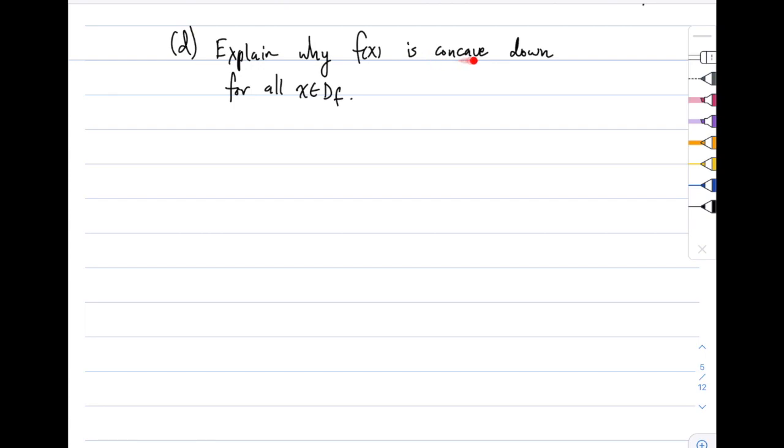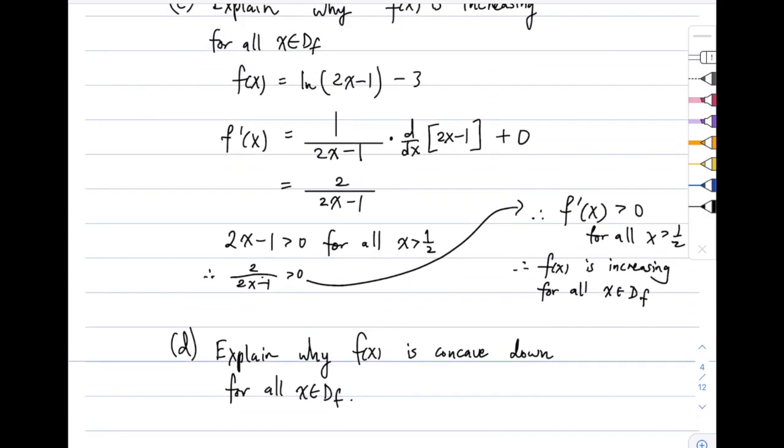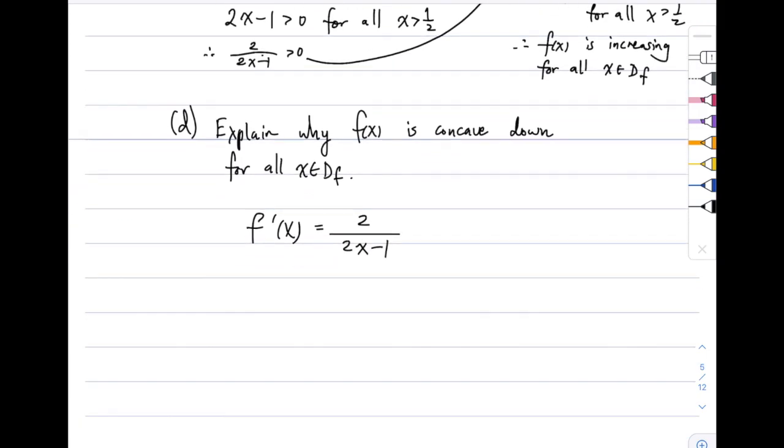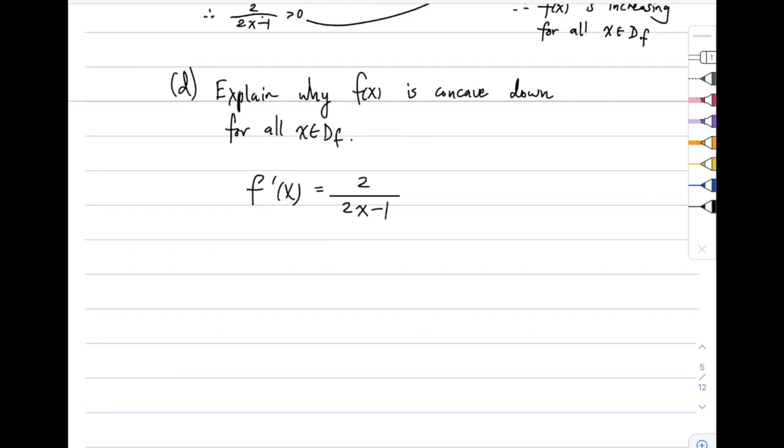Because it's talking about concavity, you're not going to need the first derivative, you're going to need the second derivative. So first let's copy down the first derivative, which is right here. f prime of x is 2 divided by 2x minus 1. Now we want to find the second derivative, the derivative of the derivative, because we want to show something about concavity.